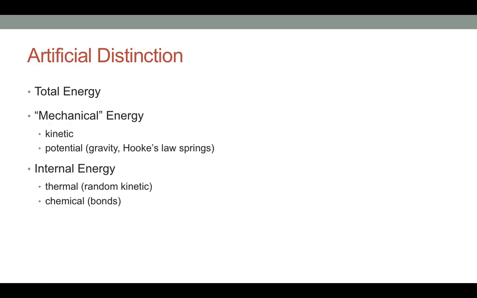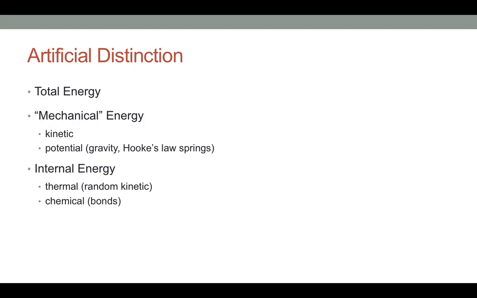conserved, and total energy, which will include what could be called internal energy, which includes things like thermal energy, which is often called heat, the random kinetic energy of the motion of molecules, as well as chemical energy in the bonds between atoms and molecules.